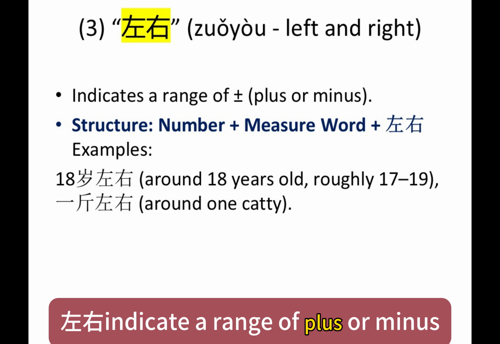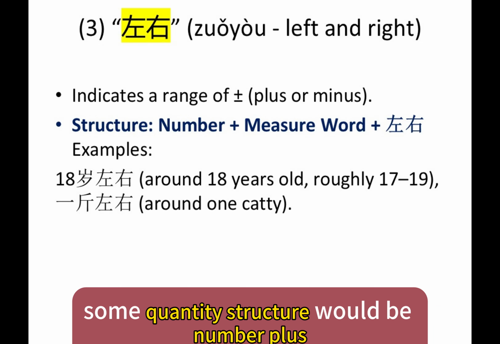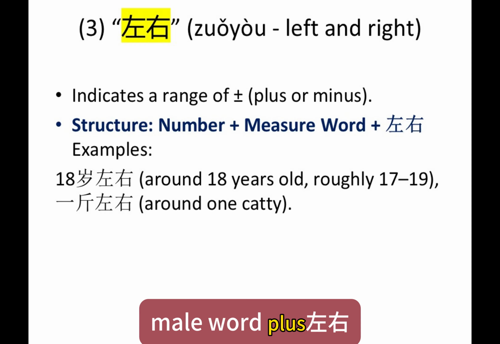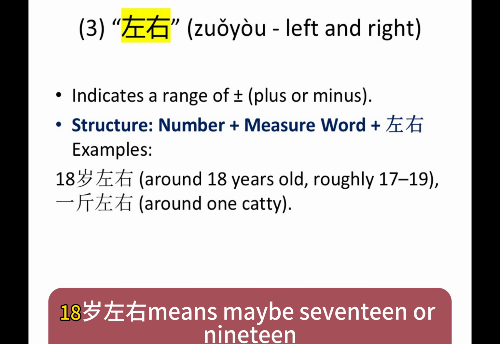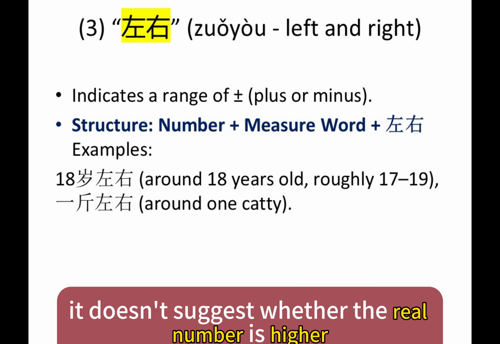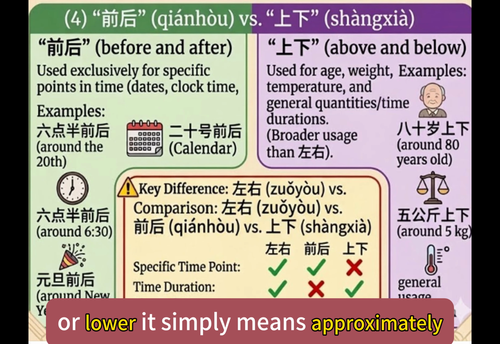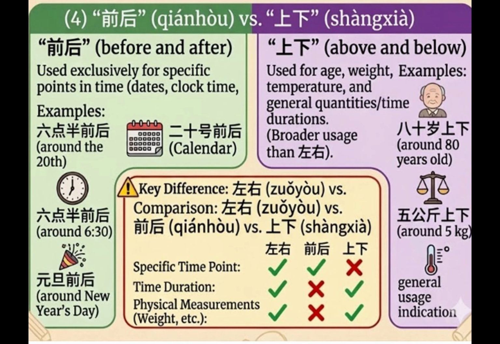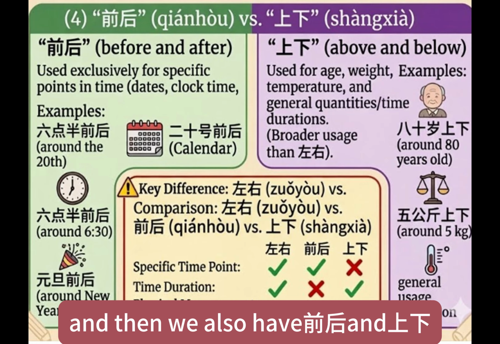左右 indicates a range of plus or minus some quantity. The structure would be number plus measure word plus 左右. 18岁左右 means maybe 17 or 19. Unlike 来, 左右 is perfectly neutral. It doesn't suggest whether the real number is higher or lower. It simply means approximately. And then we also have 前后 and 上下.